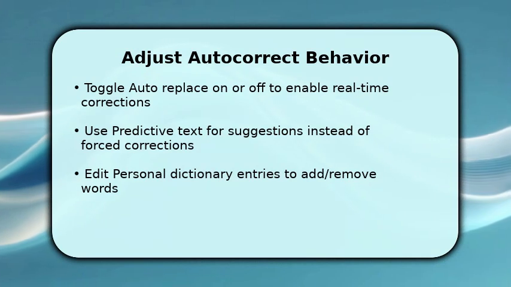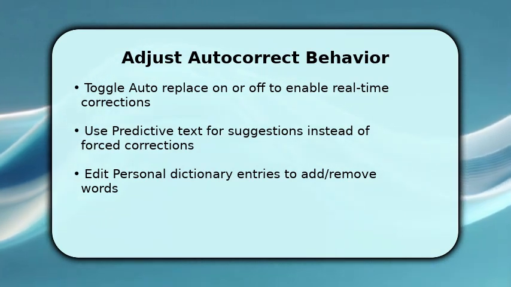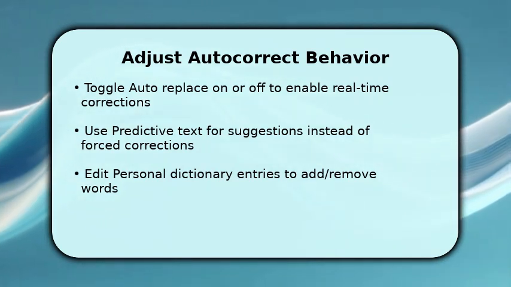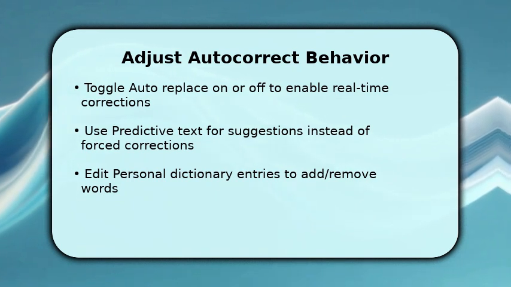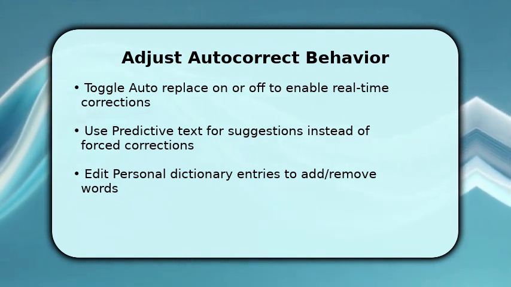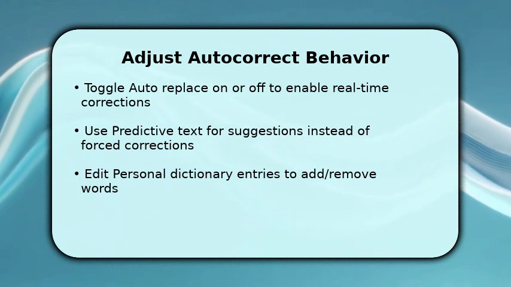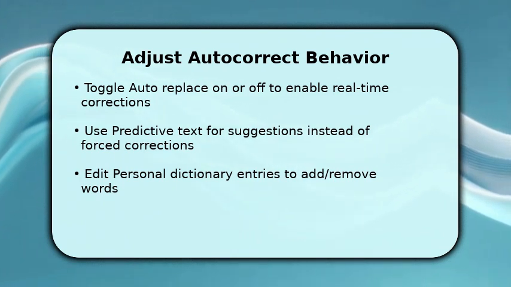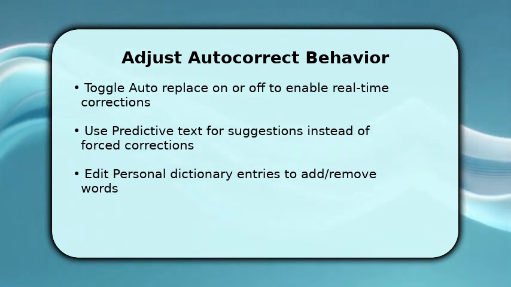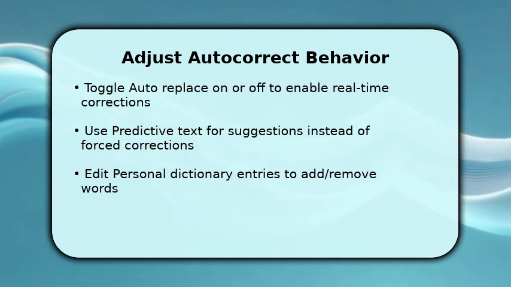Now you'll change how aggressive autocorrect behaves. You can toggle Auto Replace on to let the keyboard fix typos automatically, or turn it off to only suggest replacements. Choose depending on how often corrections misfire. Make sure Predictive Text is enabled if you prefer suggestions you can tap.